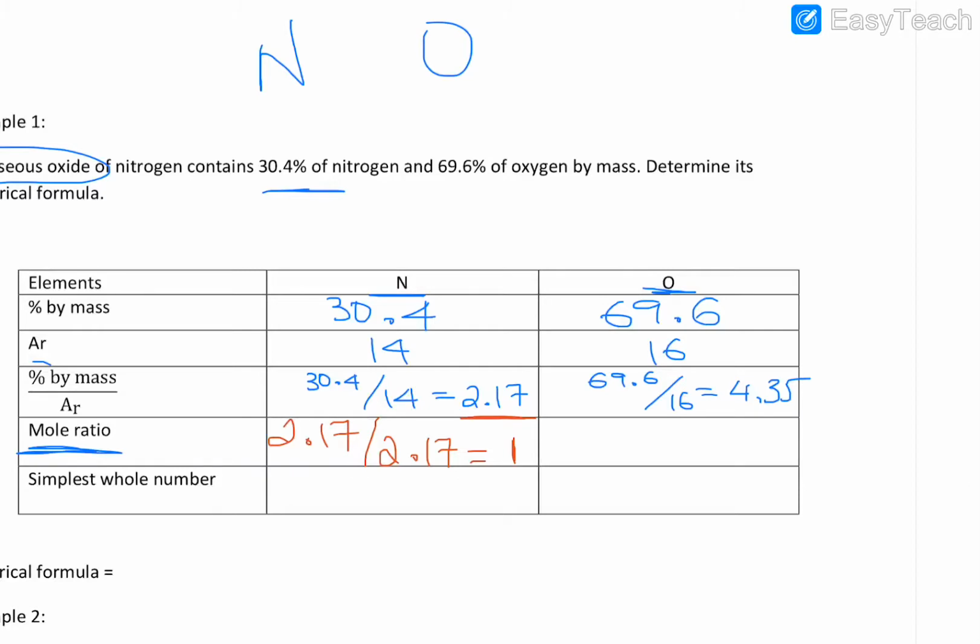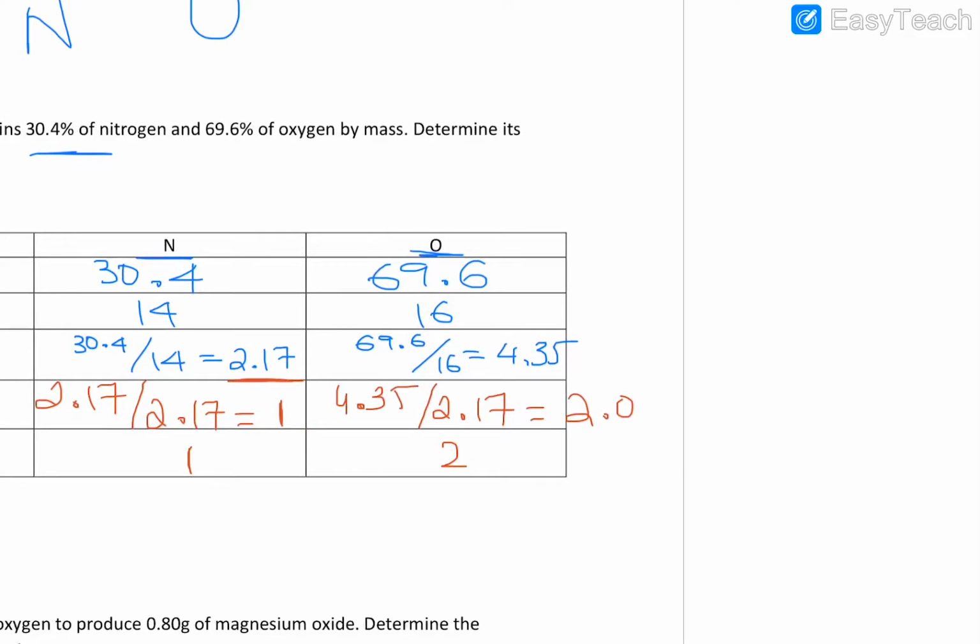percentage divided by AR. And so this is actually representing the number of moles. It's not the number of moles because we're using percentage, but it's representing it. And here I'm going to divide by, again, 2.17 because this is the smallest number, and I'm going to get 2.0. So the simplest whole number ratio is 1:2.